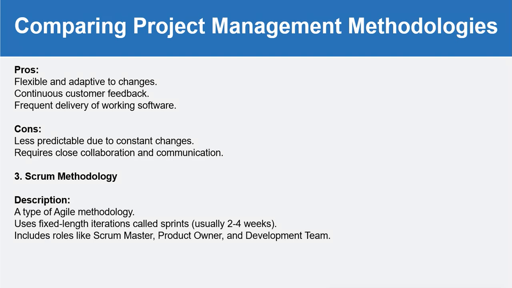Then next is the Scrum methodology. Scrum is basically a type of Agile methodology which uses the Agile concept of iteration. It uses fixed length iterations called sprints. A sprint is a 2 to 4 week time period actually. It includes roles like a scrum master, product owner and the development team.